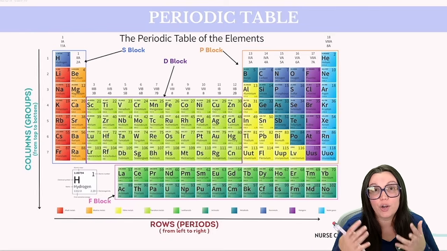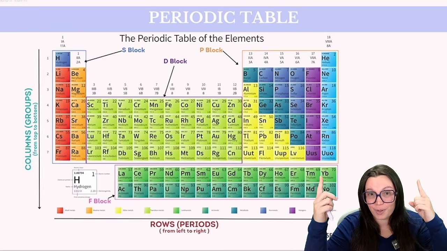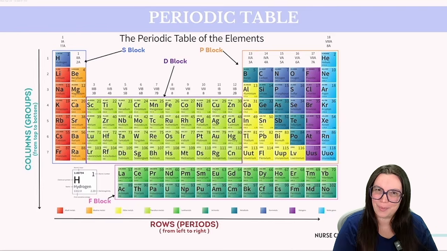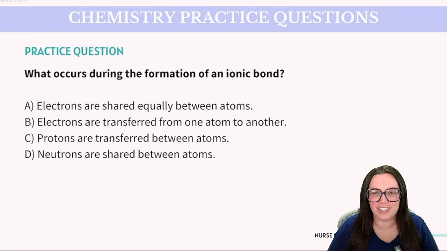In contrast, our groups, which are going to be our vertical rows, are going to reflect elements with similar chemical properties. So let's do some practice questions. Question 1 states, what occurs during the formation of an ionic bond?